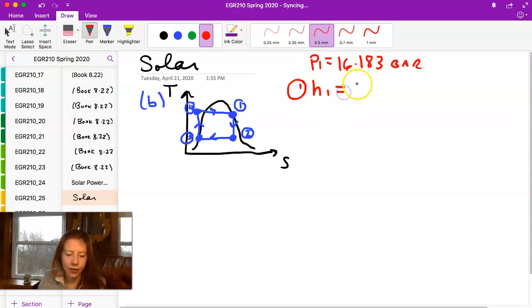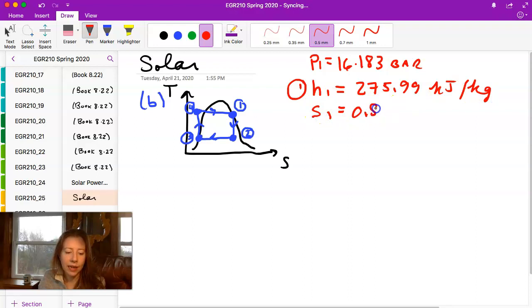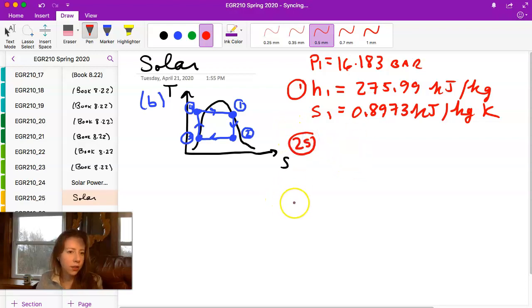H1 is going to be 275.99 kilojoules per kilogram. S1 is going to be 0.8973 kilojoules per kilogram Kelvin. Okay, so now let's look at state 2 if we had ideal conditions. So if we were dealing with an isentropic turbine.